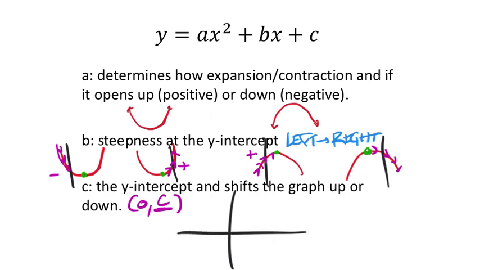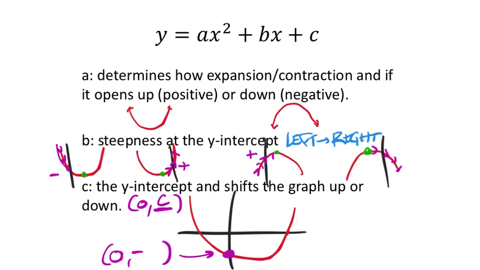For example, something like this one, let's say it's a smiley face. Again, you'd look at the y-intercept, which is where the line goes through the y-axis, and again, the x value is always 0, but right here I can tell whatever the y value is, it's going to be negative, which then means the c value is going to be negative.